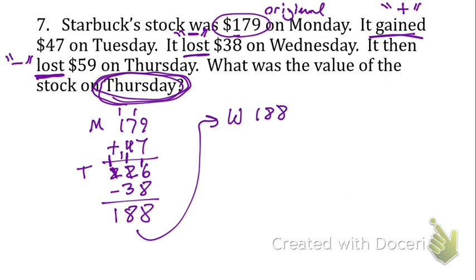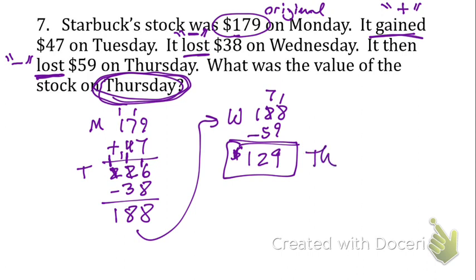And then Thursday, we lost another $59 on the stock. So we subtract there. So we got to borrow. That'd be 18. That'd be 9. And then that'd be 2. So $129 would be the value of the stock on Thursday.